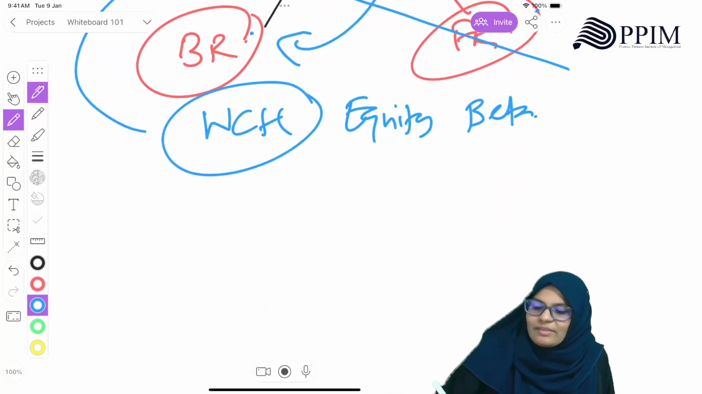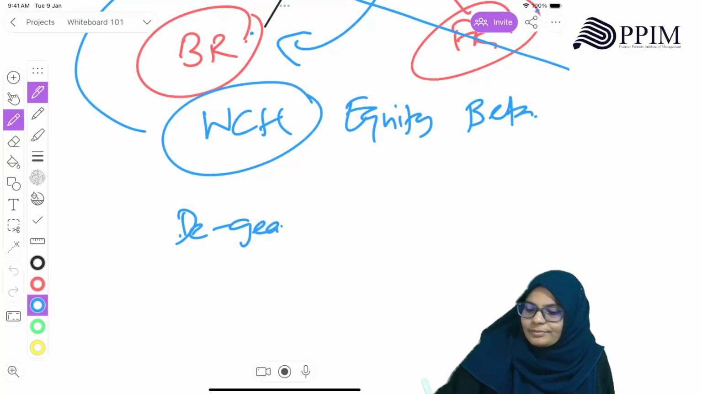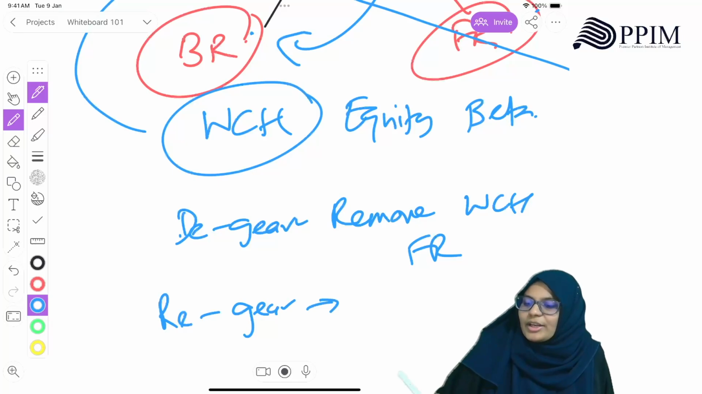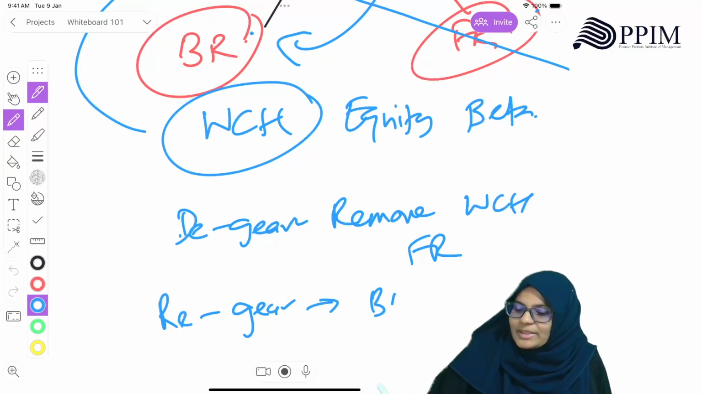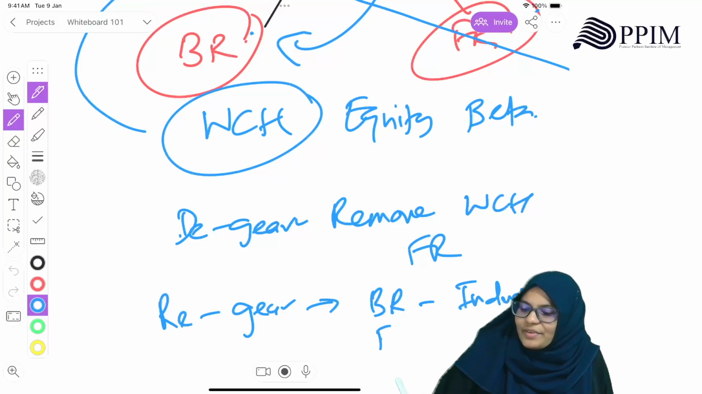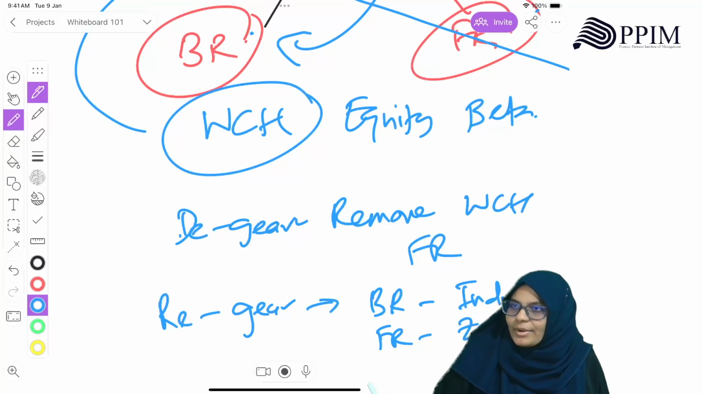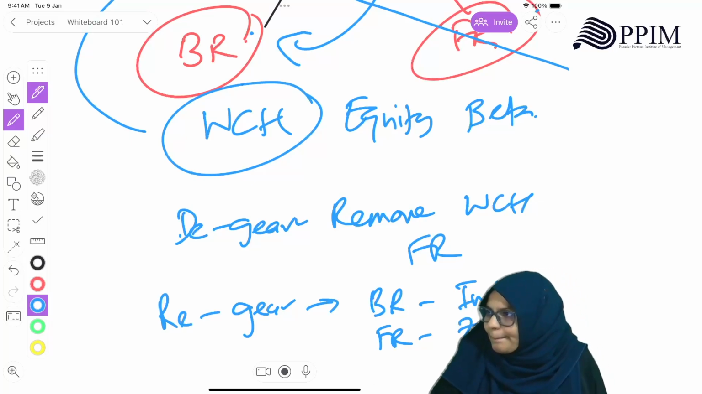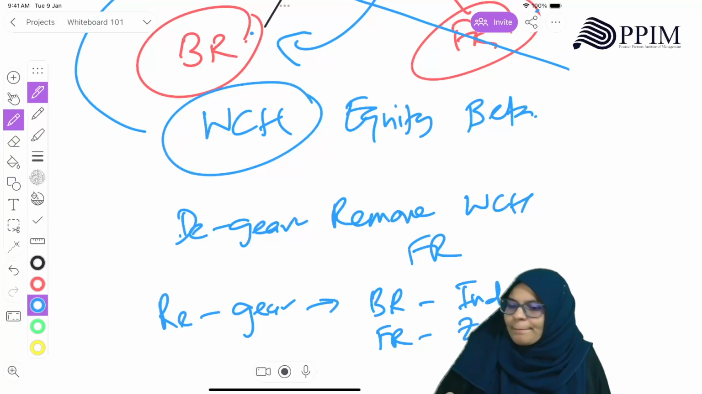So what happens when we are de-gearing? We remove WCP's financial risk. When we re-gear the new equity beta, it will have the business risk of industrial construction and the financial risk of our company, which is ZMO. Okay, so that's what we are trying to do in the project specific cost of equity.